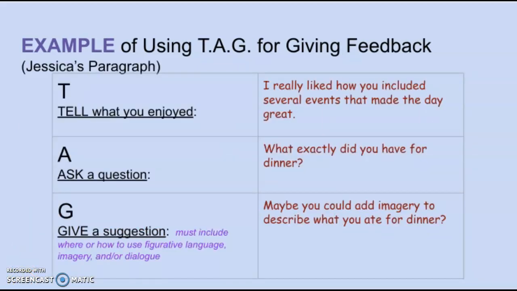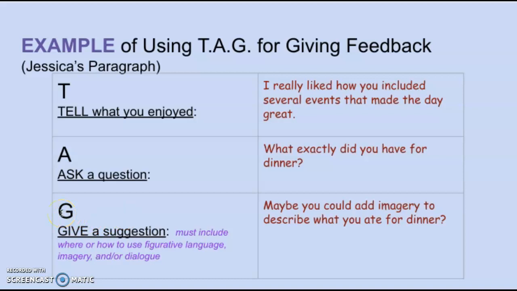So if you were going to give Jessica feedback, you could use the TAG strategy like this. First, tell Jessica something you enjoyed. So you could say, I really liked how you included several events that made the day great. Then you can ask a question. What exactly did you have for dinner? And then you can give a suggestion.